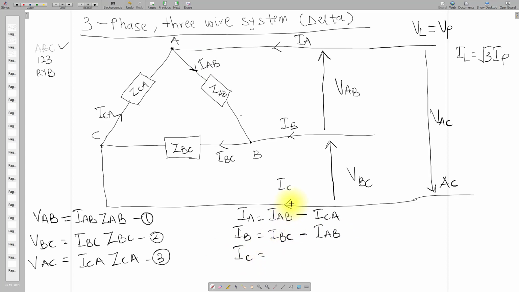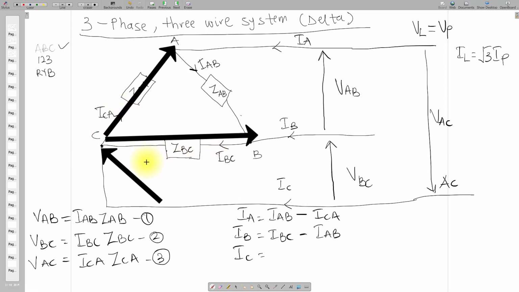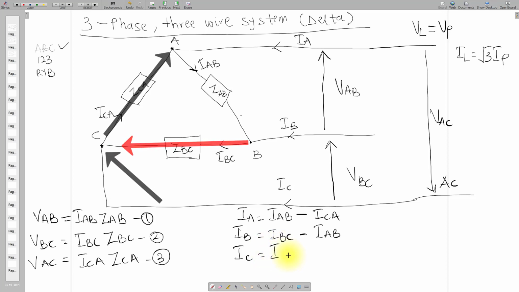IC, similarly, upon reaching node C should split this way and that way, but then IBC is opposing the flow, so I can say that IC is equal to ICA minus IBC. So this is very simple. This is how to analyze a three-phase three-wire system in Delta. You need just these equations to be able to analyze questions under this one.